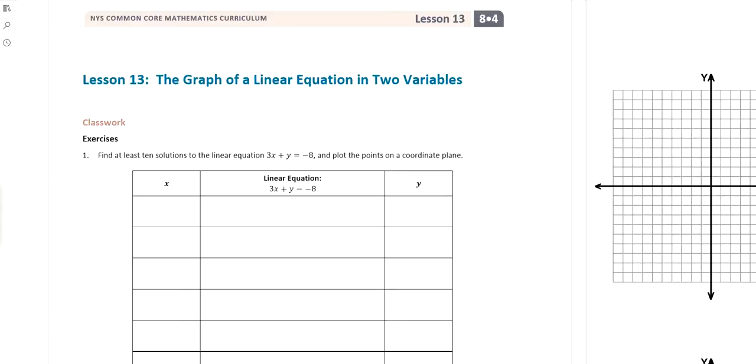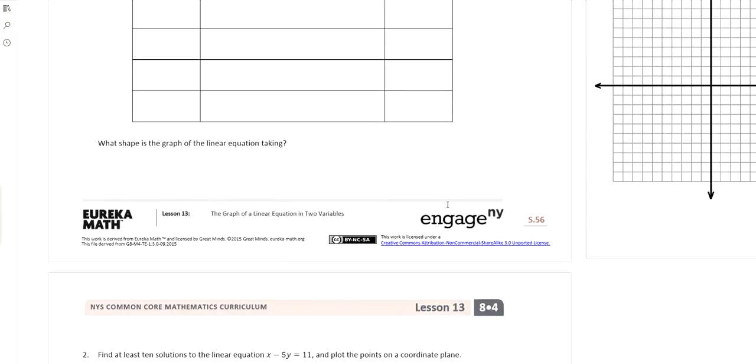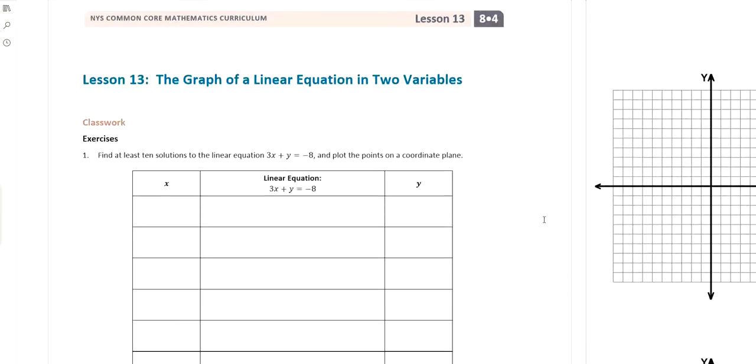We are on grade 8, module 4, lesson 13, which starts out on page 56. So, lesson 13, the graph of a linear equation in two variables. We talked about the phrase linear equation before. I'm going to remind you, a linear equation is when you have two variables with no exponents other than an invisible one. They're not going to make the one visible, so we'll leave that as is.